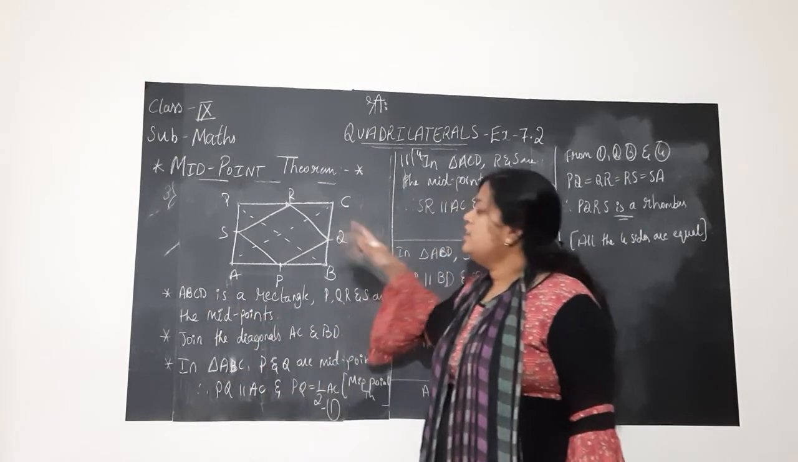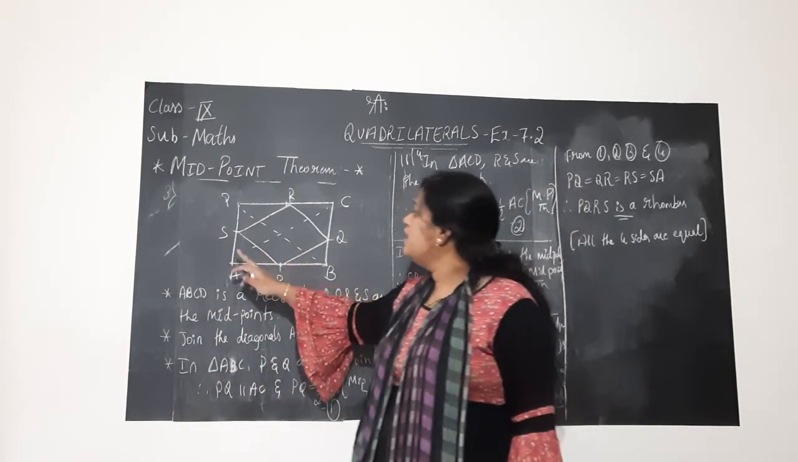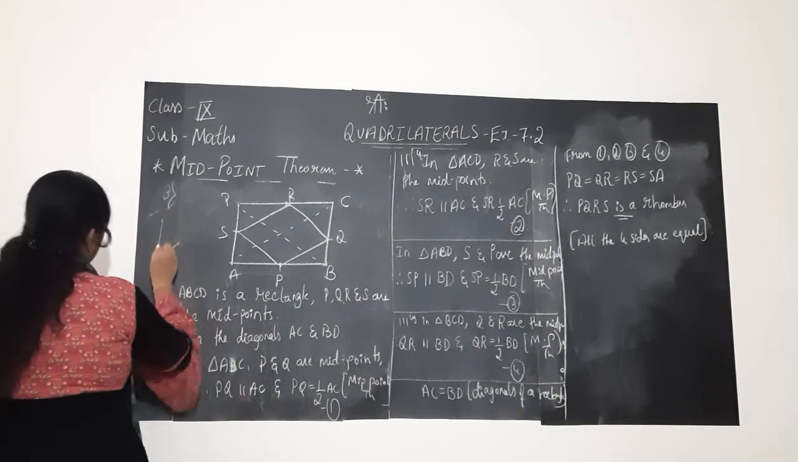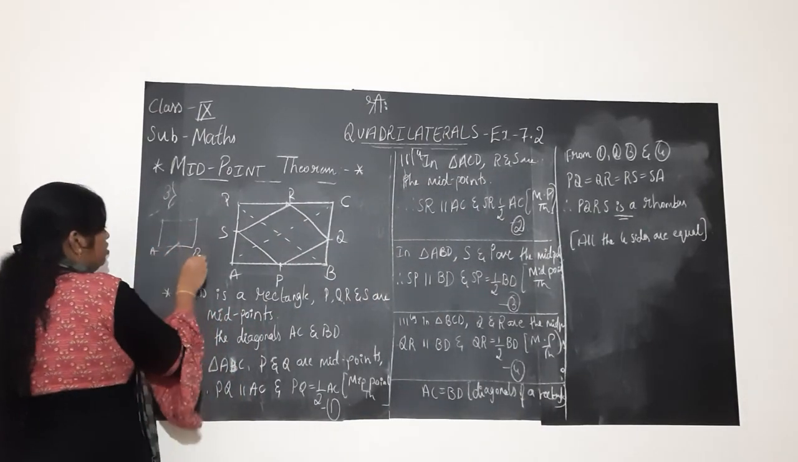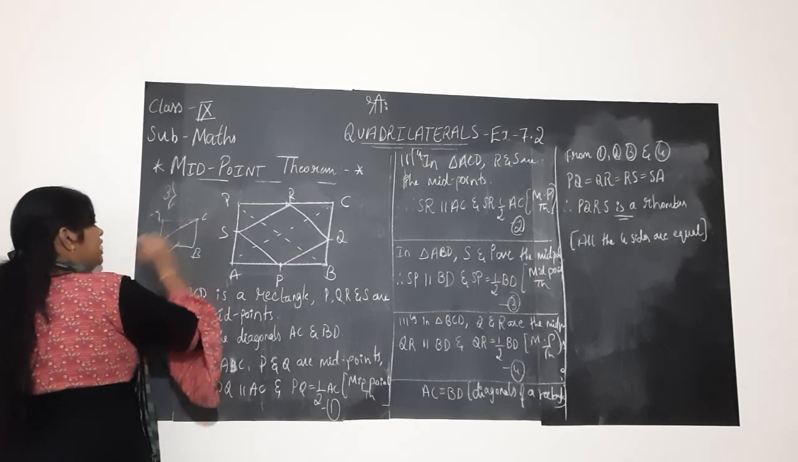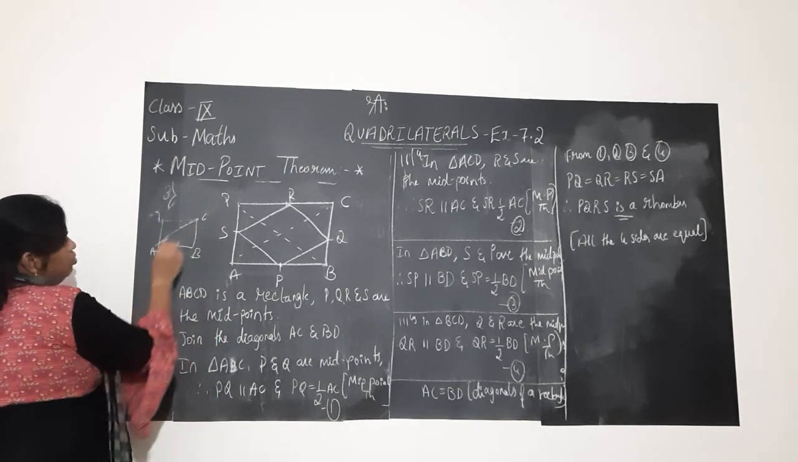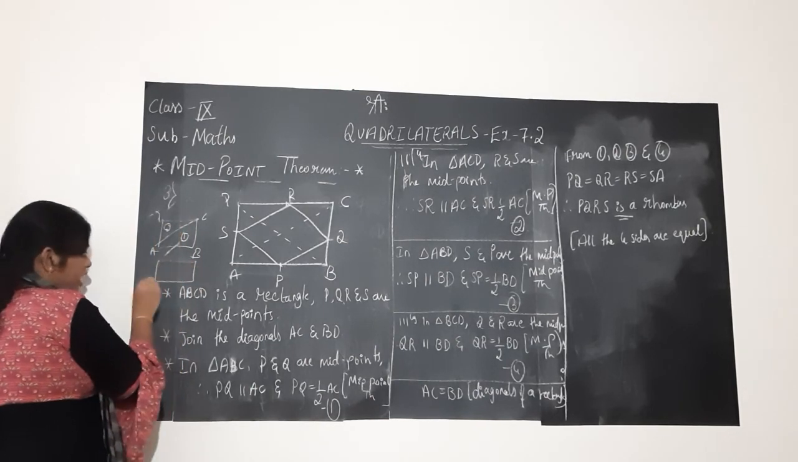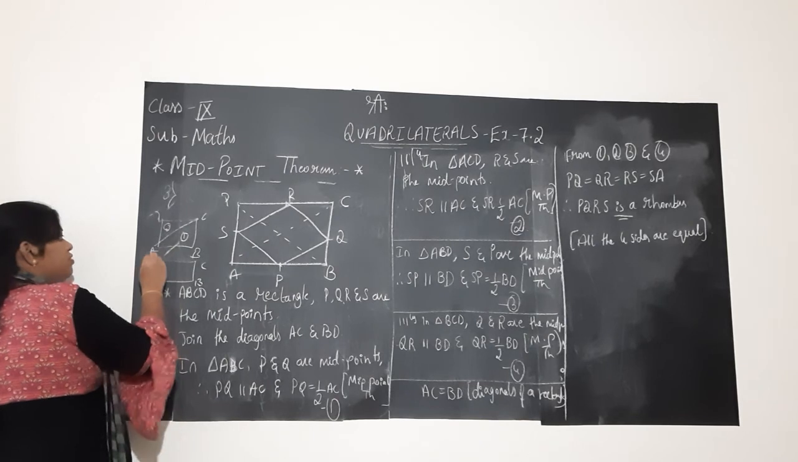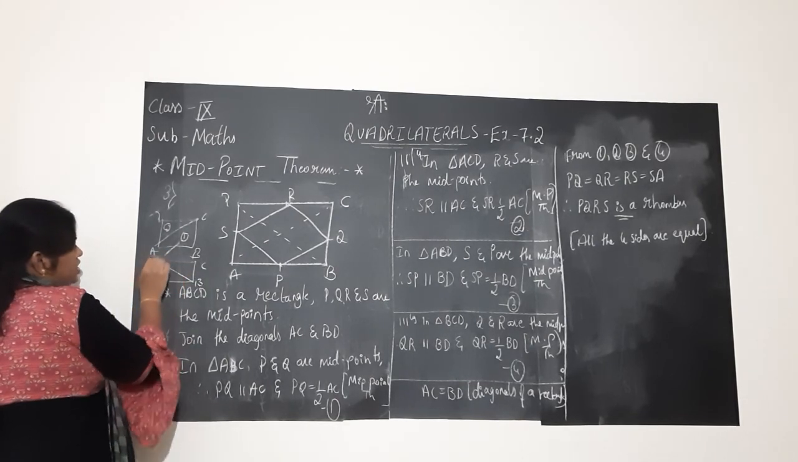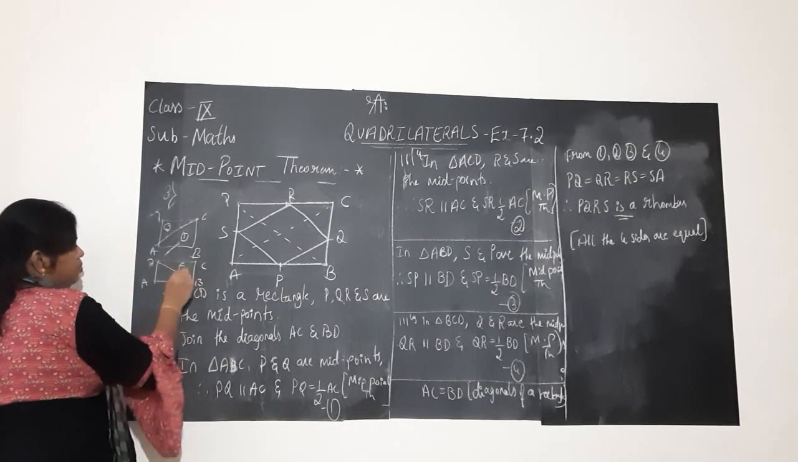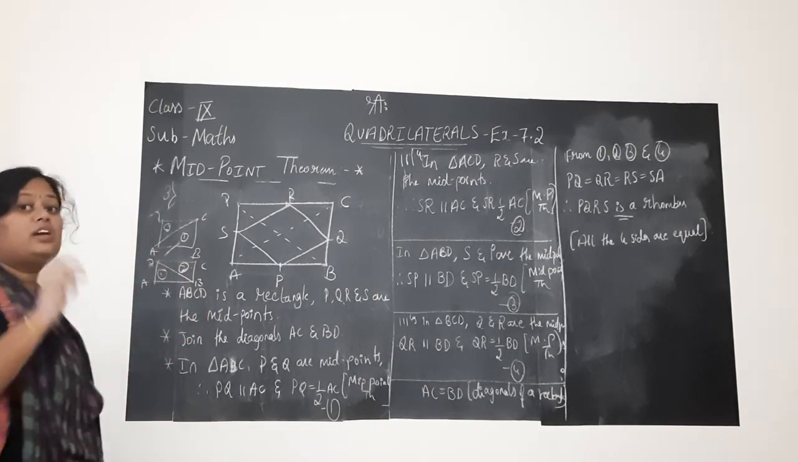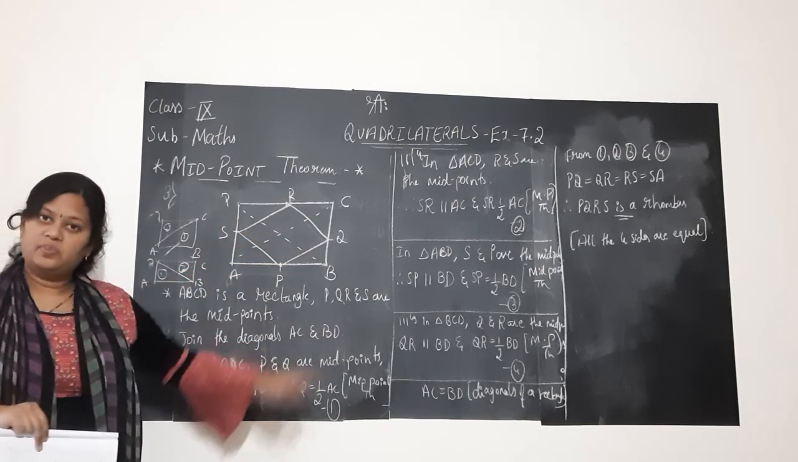But here, in the previous two problems, children, only one diagonal. So I will draw here and show you. Now if we take ABCD and draw one diagonal AC, we get two triangles, triangle ABC and triangle ADC. In the same ABCD, if you join the diagonal BD, children, you get two triangles, that is BDC and ABD. Totally 4 triangles we will consider here.